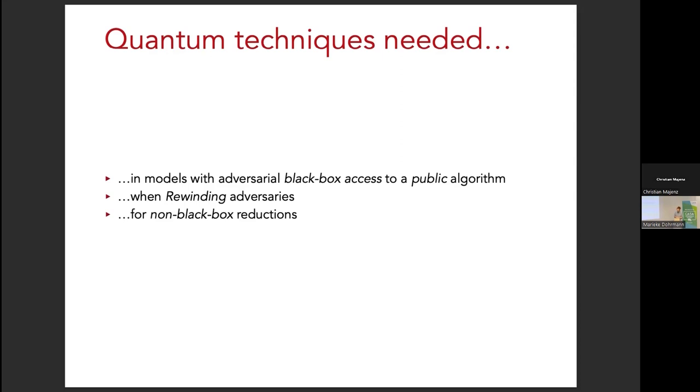So there's probably more situations, but these are the ones that I could come up with while I prepared this talk. And I want to now give a little bit more detail about this first setting, because it's relevant even for the setting of very basic cryptographic algorithms like key encapsulation and digital signatures.